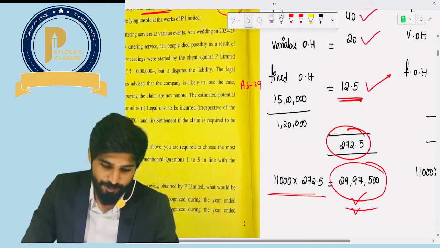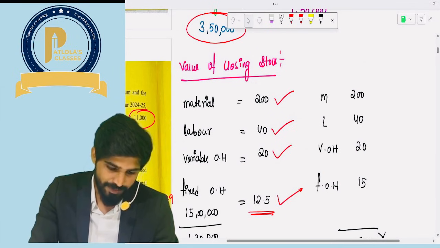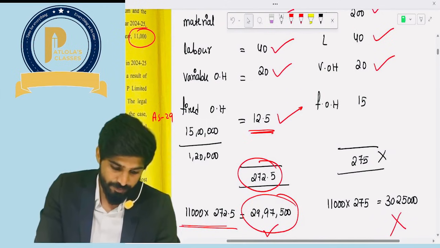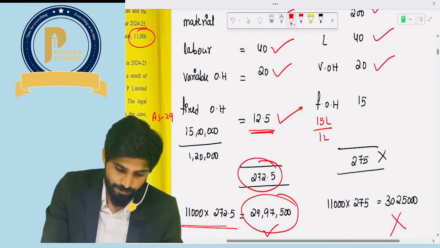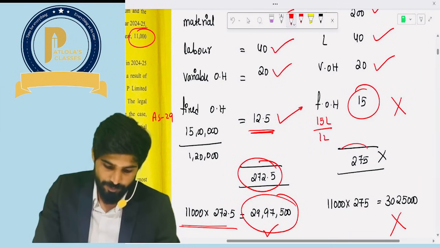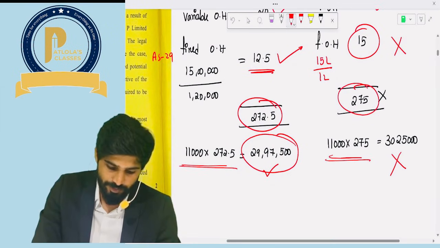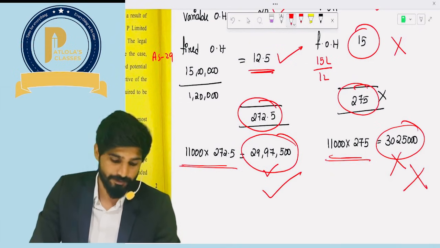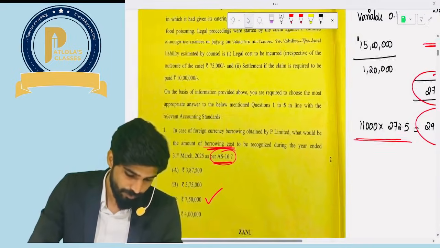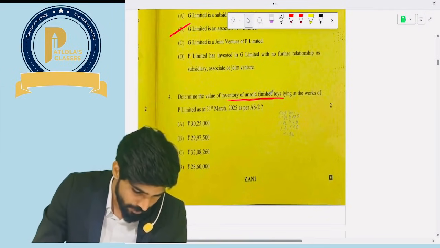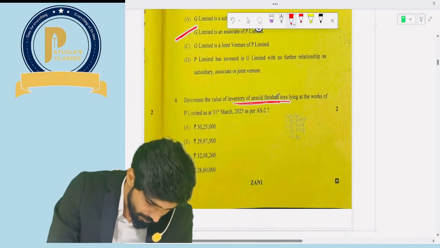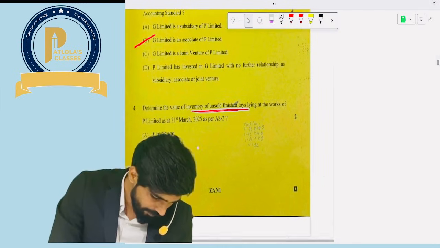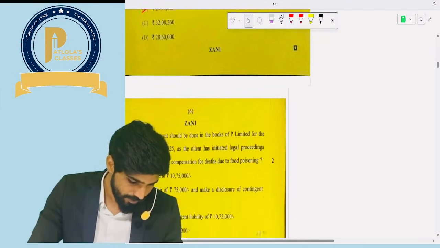Guys, please be very careful. If you would have done a very small mistake, material 200, labor 400, variable overhead 20, there is no mistake in this. But fixed overhead, if you would have taken 15 lakhs divided by 1 lakh, that is 15 per unit, which is wrong, which will be 275. 11,000 into 275 will be 30 lakhs 25,000, which is a wrong answer. Right answer will be 29 lakhs 97,500. So what will be the value of closing stock? So the value of closing stock will not be 30 lakhs 25,000. It will be 29 lakhs 97,500.